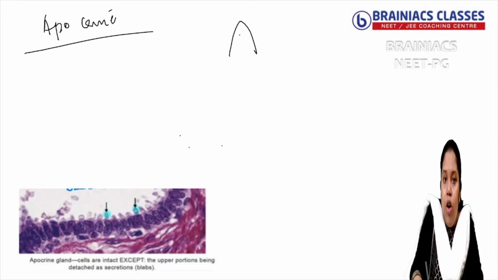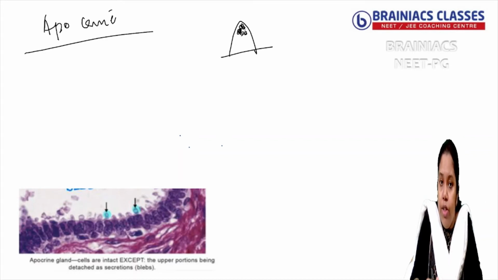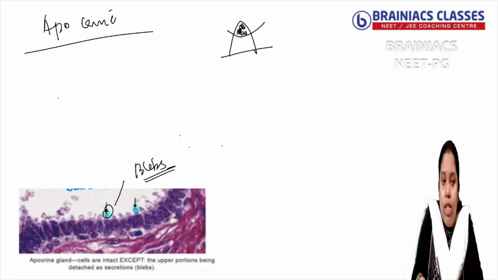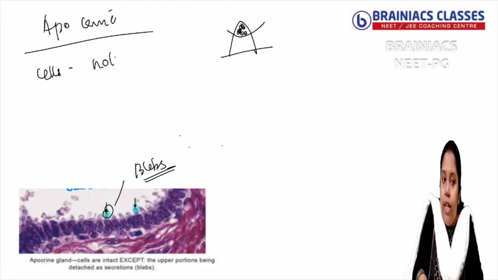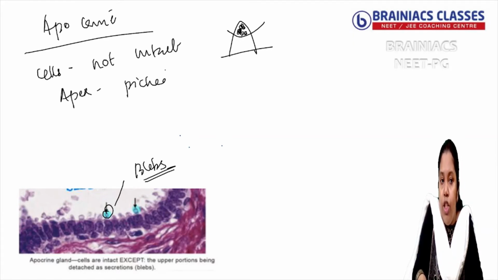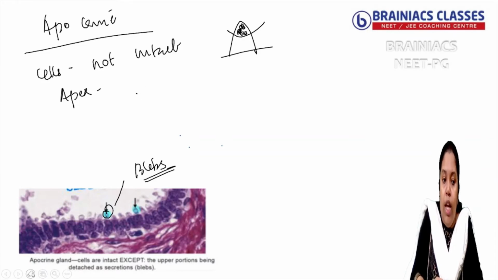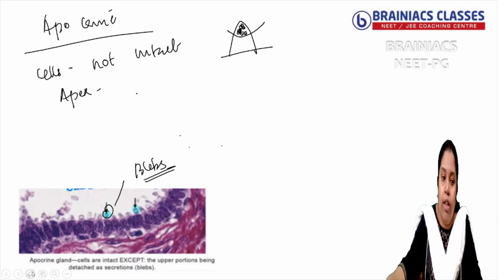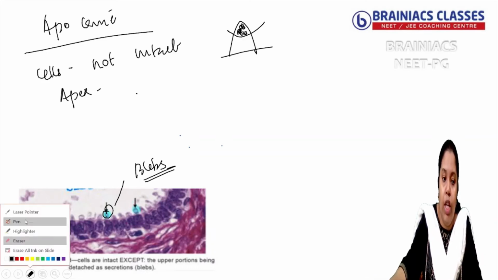Here the secretions will concentrate at the apex of the cells. This is the glandular cell. So secretions will concentrate at the apex, and how are the secretions released? By pinching of the apex. The apex will form blebs. So the cells will not be intact. The apex of the cell gets pinched off. That is a mode of secretion: the secretions are released by pinching of the apex.